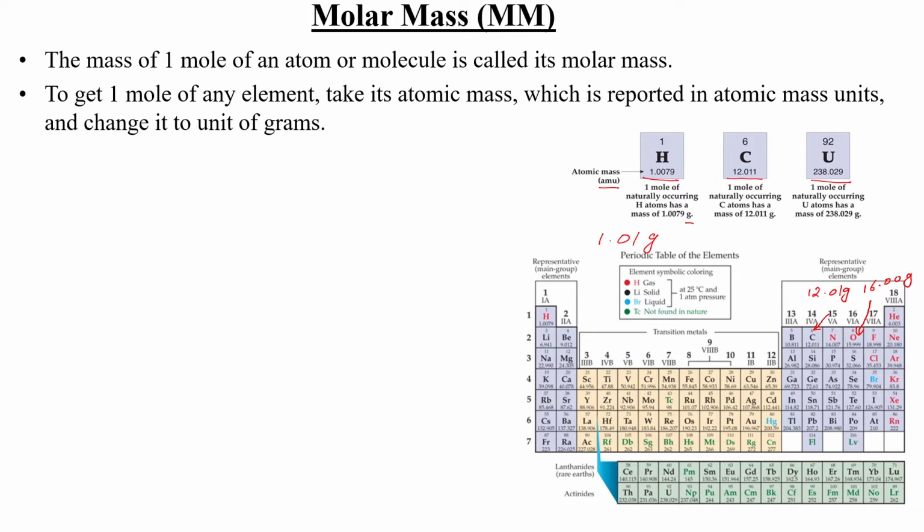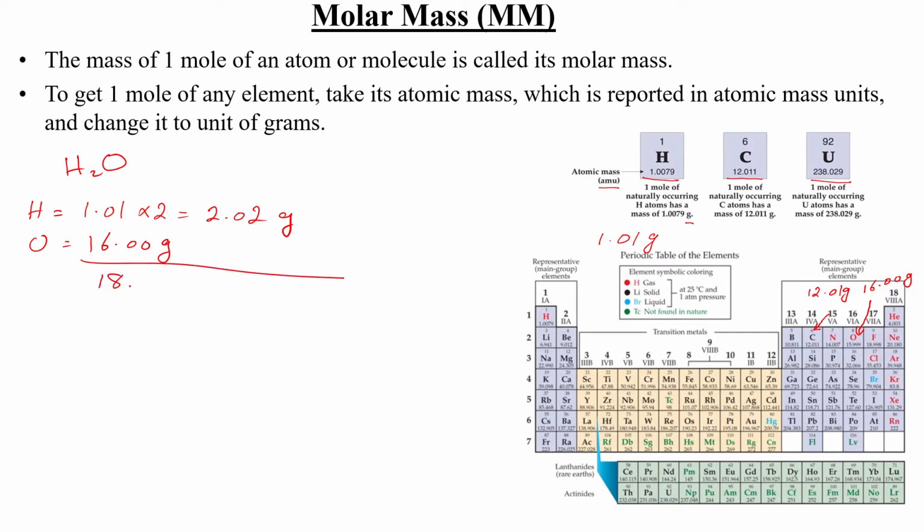But if you have a compound given, for instance, water, and you have to find the molar mass of water, it means you are going to add the molar masses of all these elements that are in this compound. So for instance, for water, we have 2 hydrogen. Molar mass of 1 hydrogen is 1.01. You're going to multiply it by 2. You will have 2.02 gram. And then for oxygen, it is going to be 16.00 gram. You will be adding these masses, and the molar mass of water is going to be 18.02 gram.